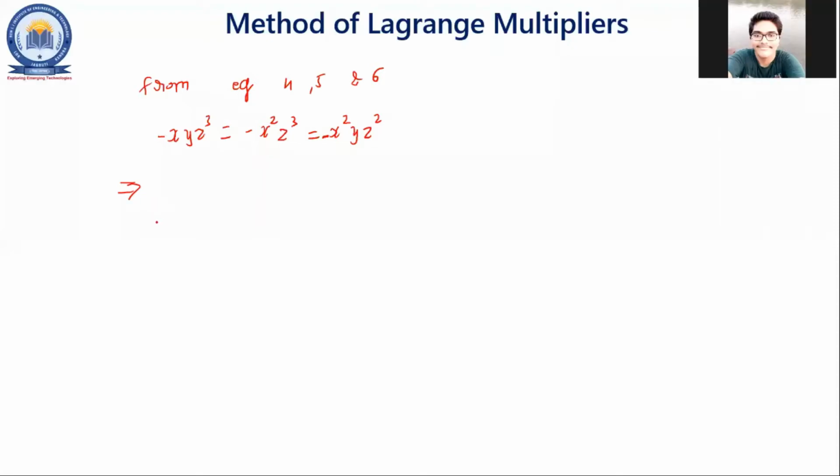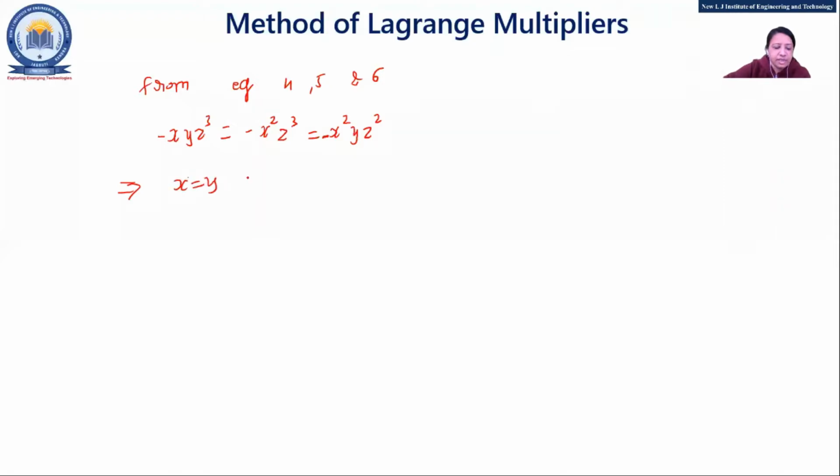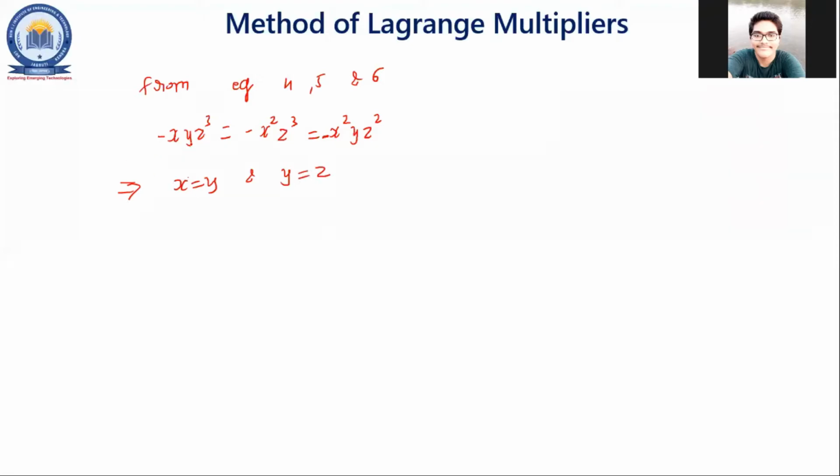Ma'am, here the answer will be that every value is equal to each other. That means we can say that x equals y, and y equals z. And also x is equal to z. So from these two equations we can say that x equals y equals z.